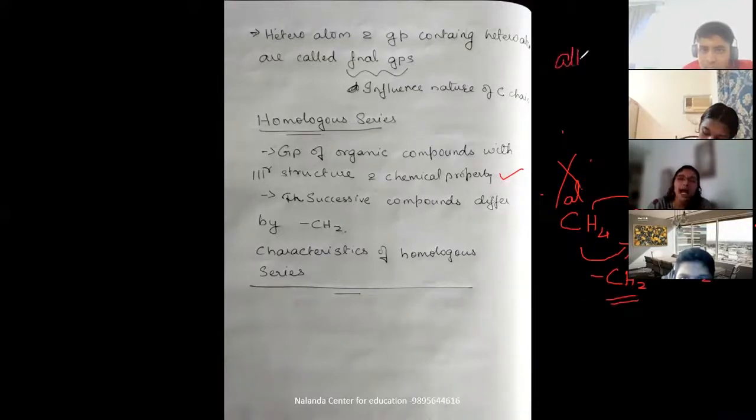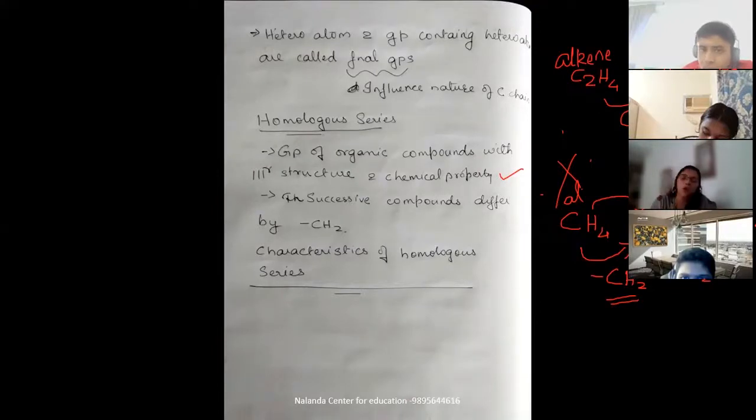If you are considering the alkene series, C2H4, C3H6, C4H8. Between two successive members of the series, from C2 it became C3, so 1 carbon has increased. From H4 it has become H6, so 2 hydrogens have increased. In this case also, 1 carbon and 2 hydrogen. So the successive members are going to differ by CH2.